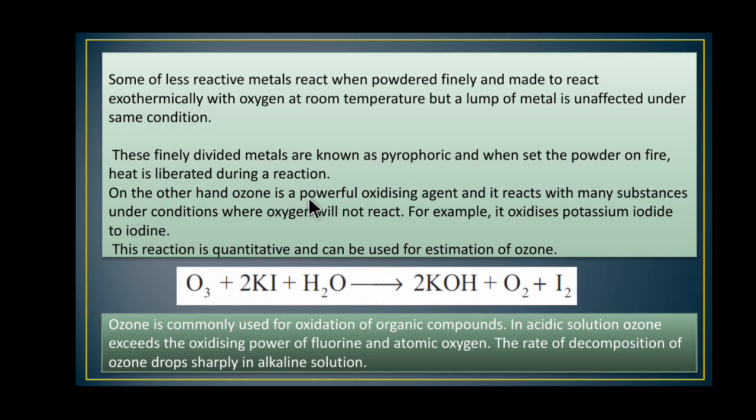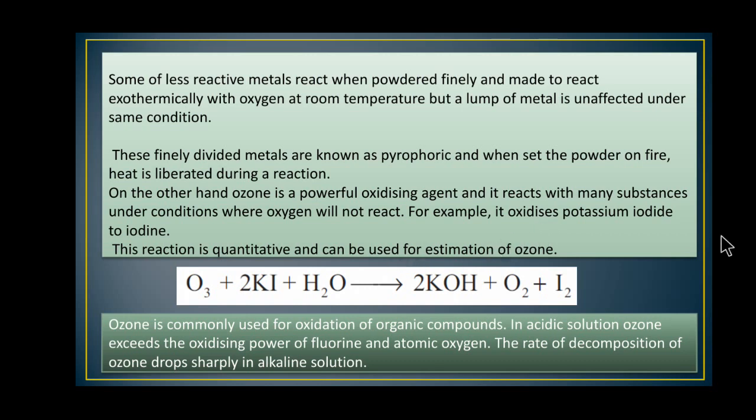On the other hand, ozone is a powerful oxidizing agent and it reacts with many substances under conditions where oxygen will not react. For example, it oxidizes potassium iodide to iodine. Is it clear? It oxidizes potassium iodide to iodine. This reaction is quantitative, underline quantitative, and can be used for the estimation of ozone.